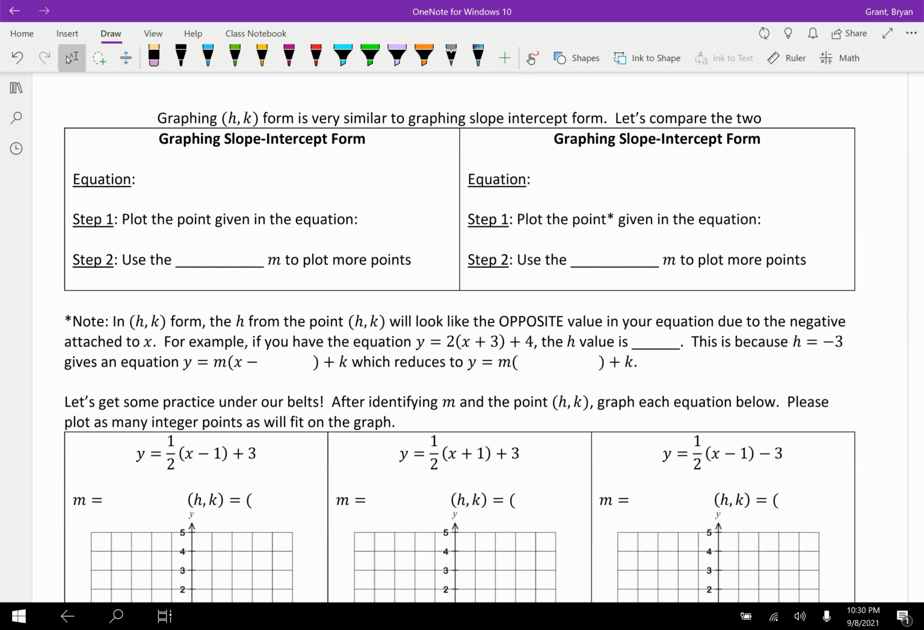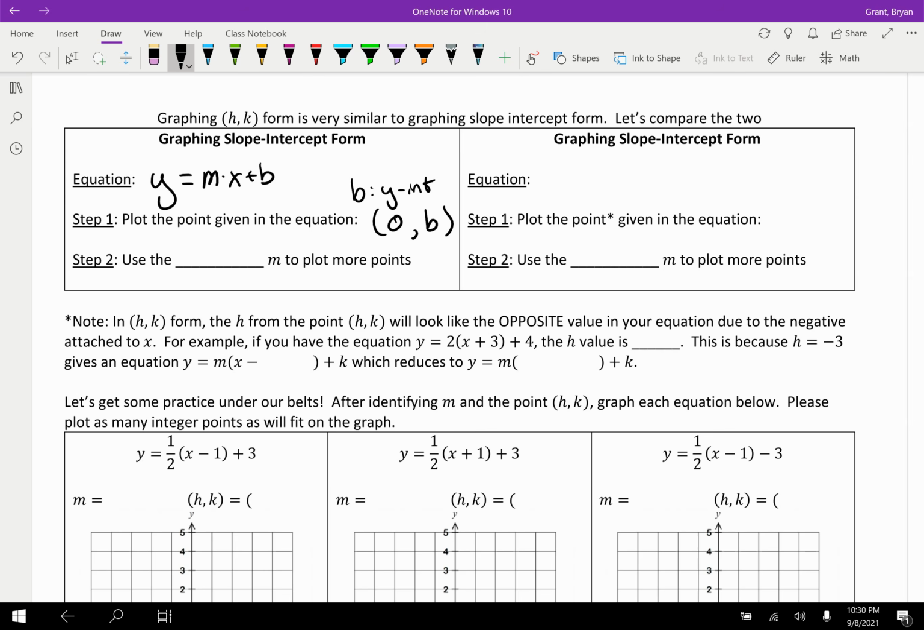Graphing HK form is actually very, very similar to graphing slope-intercept form. Let's compare the two quickly. Slope-intercept form. The equation is y equals m times x plus b. To graph this, we plot the point that's given in our equation. The point in our equation is the b value, which is like the y-intercept, and you plot the point 0, comma b. That's how you plot every y-intercept. The x is 0, b goes on the y-axis.